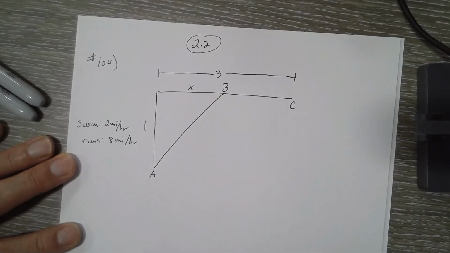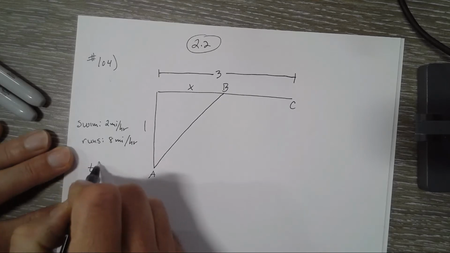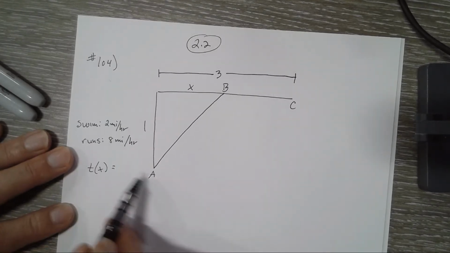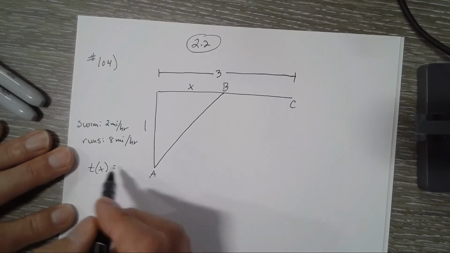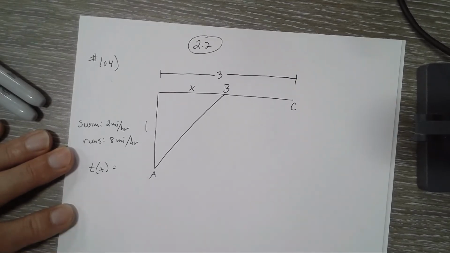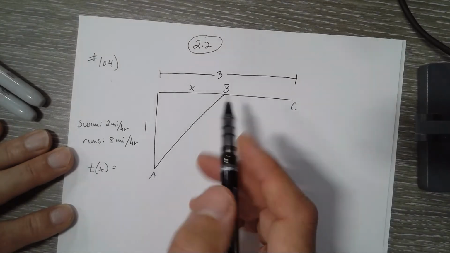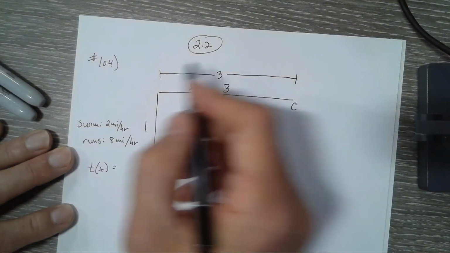Use the dimensions in the figure to write the time t required to reach point C as a function of x. Alright, so t is a function of x. We're looking for t of x. So we'll solve for t and it'll have x on the right side. T is a function of x. Okay, so they included a drawing. This is a sketch. This is 3 miles. This is 1 mile.